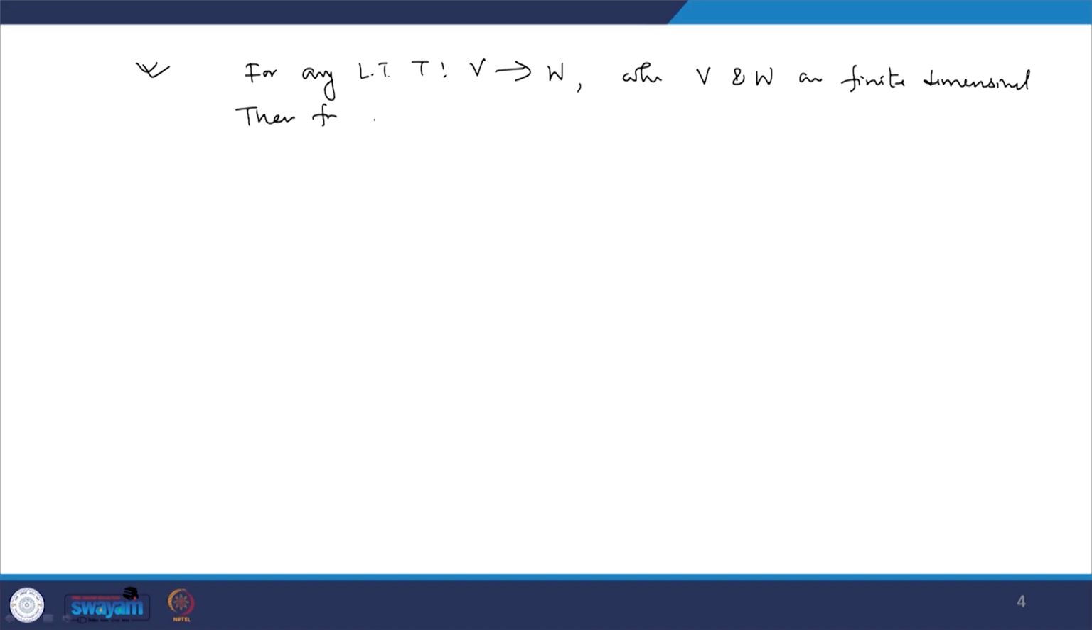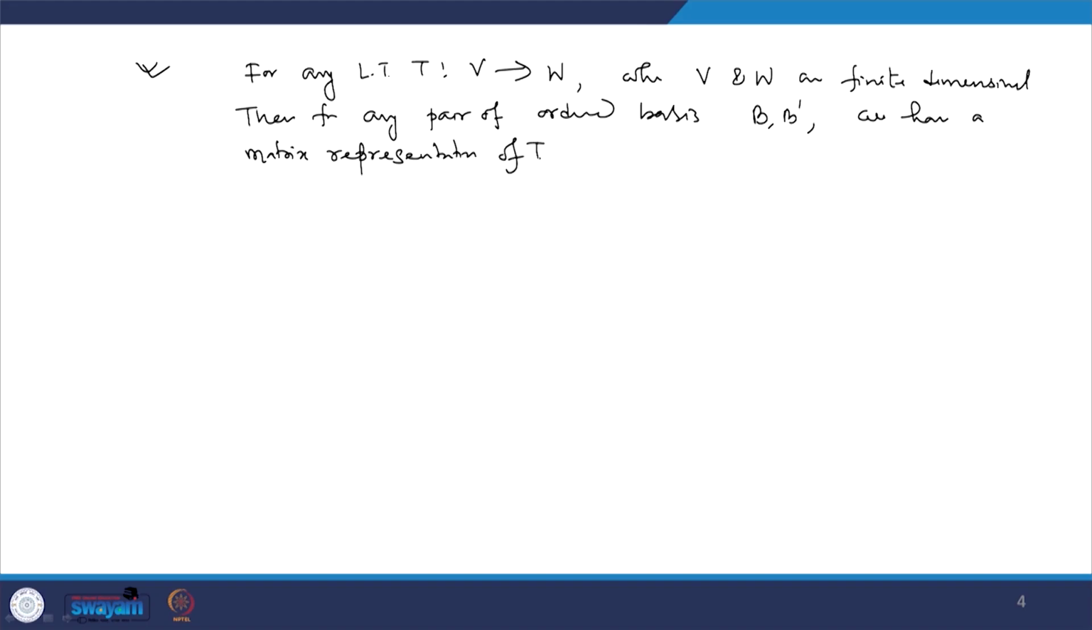Okay. Now we are curious to know one thing. We have seen that for any linear transformation T from vector space V to W, where V and W are finite dimensional, and for any pair of ordered bases B and B prime, where B is the basis for V and B prime is an ordered basis for W, we have a matrix representation of T, fine.